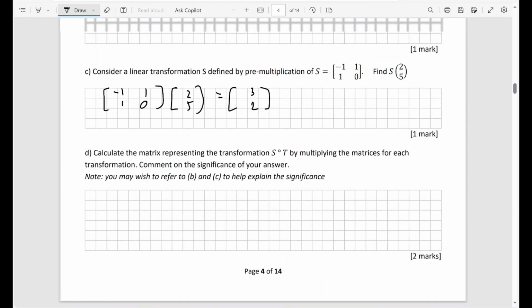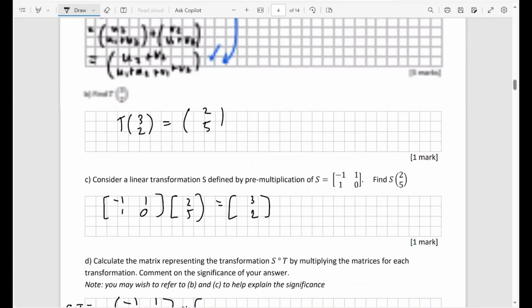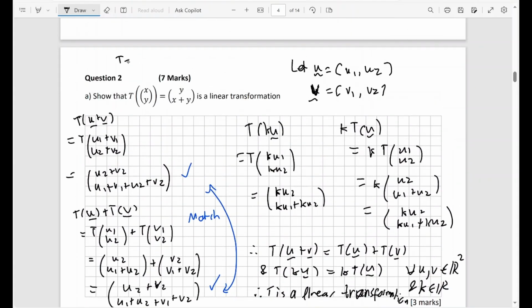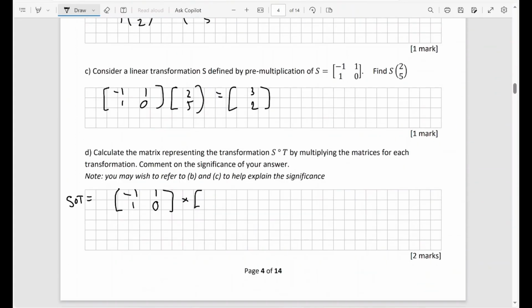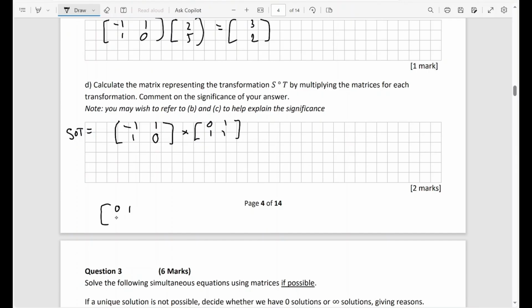Calculate the matrix representing S and T. So we need to have our S matrix first, (-1, 1; 1, 0), times, I might like S of T, so that times the T matrix. Now the T matrix, you've got to think about what it does to each one. So the top becomes just the y bit, and the bottom becomes x plus y: (0, 1; 1, 1). You can justify that by thinking about (0, 1; 1, 1) times (x, y) would give you y up the top and x plus y down the bottom. So you know that works for T.